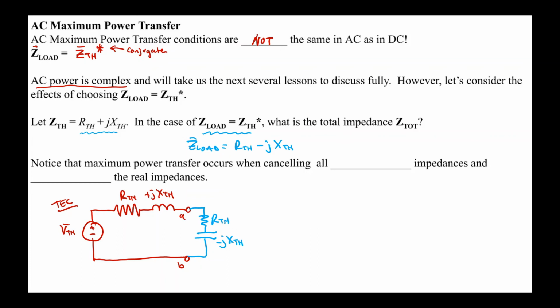In this series representation of the circuit, we can now see that the R Thevenin values are equal, but there's a plus jX Thevenin and a minus jX Thevenin. They're going to cancel each other when we add up these series impedances. That is, we can see that Z total will equal R Thevenin plus jX Thevenin plus R Thevenin minus jX Thevenin. The result is entirely real, and we have no imaginary component. Maximum power transfer occurs when we cancel all the imaginary impedances and we match the real impedances. These are the two conditions required for max power transfer.